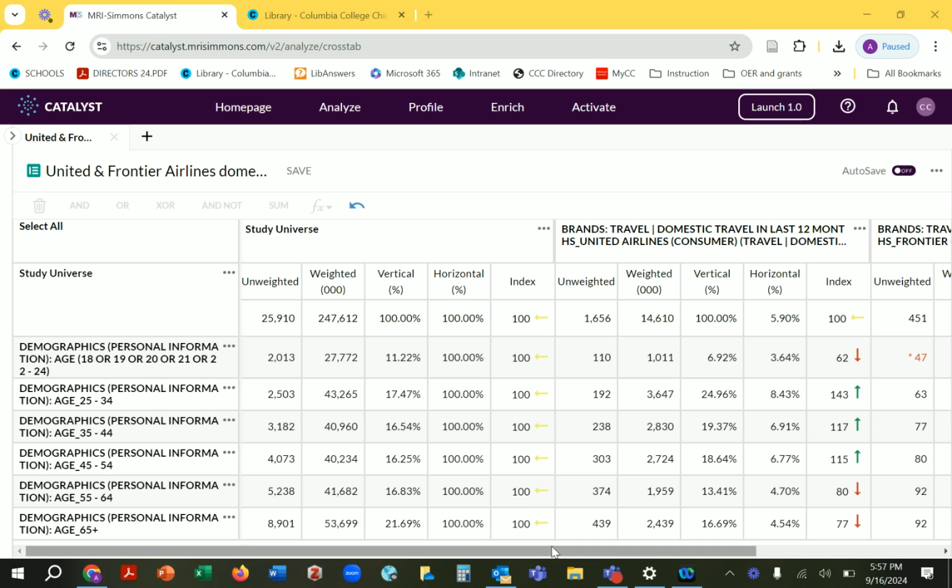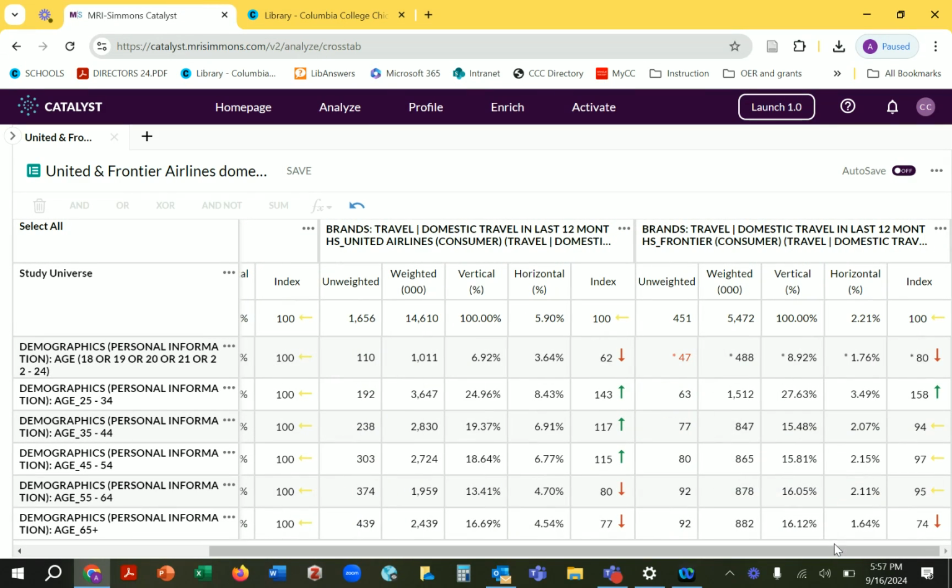Then as we move over to the question that was answered, we get index numbers that we can compare. So I've looked at people who said they traveled in the last 12 months domestically, and they chose United Airlines. In this column, I'm looking at people who chose Frontier Airlines when they traveled in the last 12 months. So we can quickly see that the youngest group here was much less than average likely to use United, and the group from 25 to 34 was much more likely than average to use United.